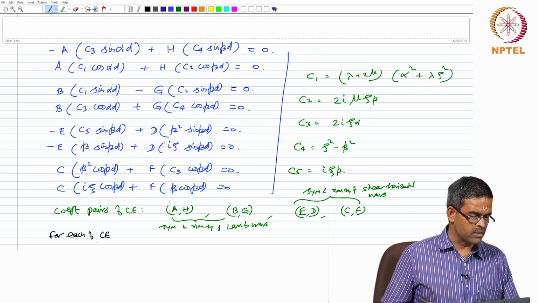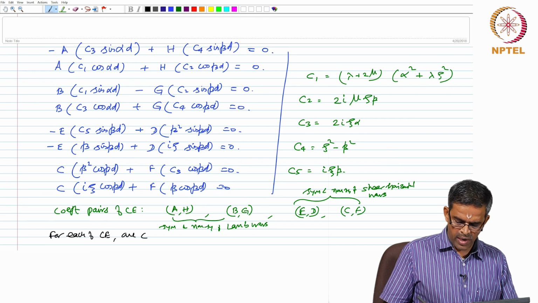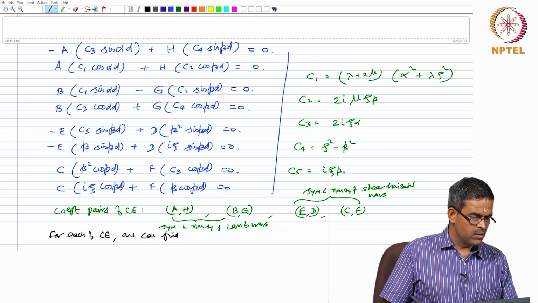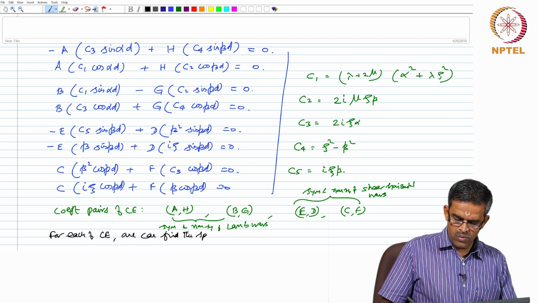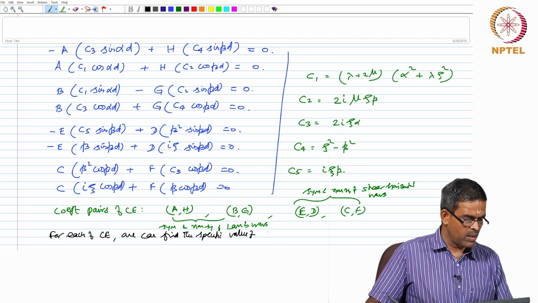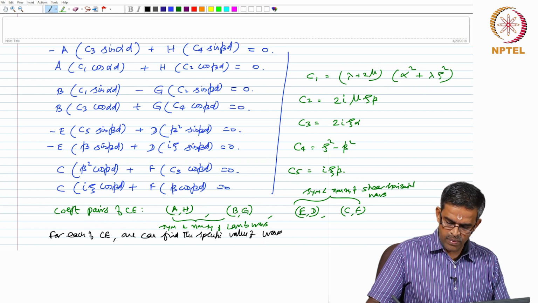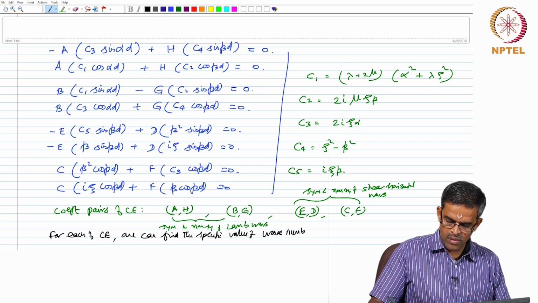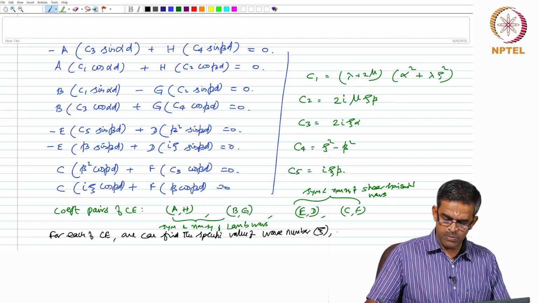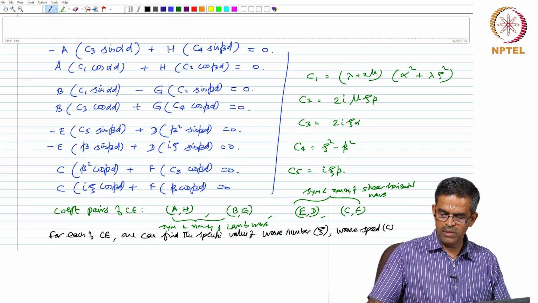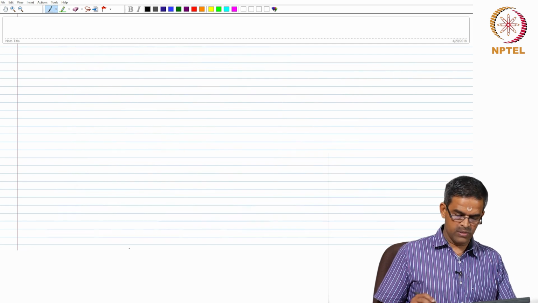For each of the characteristic equations, one can find the specific value of wave number and wave period, wave speed, and that gives a solution for these equations.